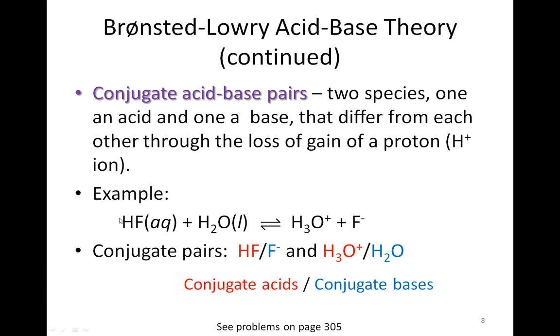So let's look at this example of HF reacting with water to make hydronium ion and F-. Here I have two conjugate acid-base pairs. I've got the HF and F- as a conjugate acid-base pair, where the only difference between HF and F- is that proton, the H+ ion. My other conjugate pair in this reaction is water and hydronium ion. Here, H3O+ is my conjugate acid, and water is the conjugate base.